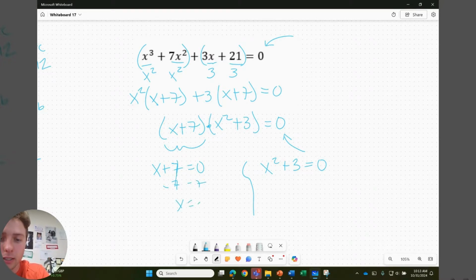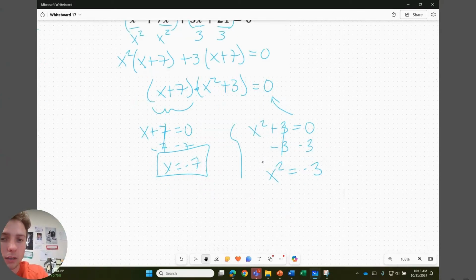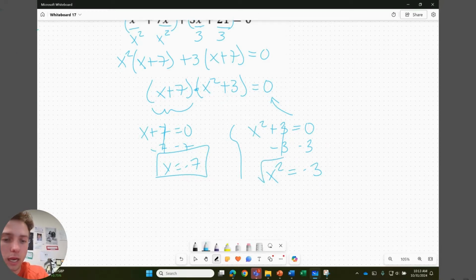You subtract the 7 over, you get x equals negative 7 as one of your solutions. You subtract the 3 over and find that x squared equals negative 3. But you haven't solved yet. You need to take your square root on both sides. The opposite of squaring is square rooting. If you take a square root on both sides, you get plus or minus.